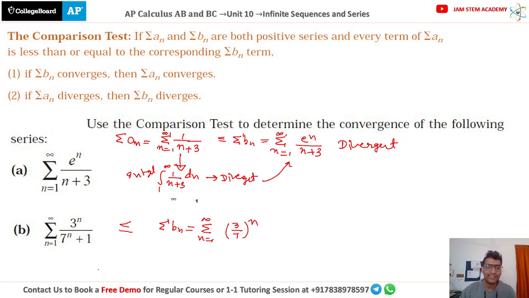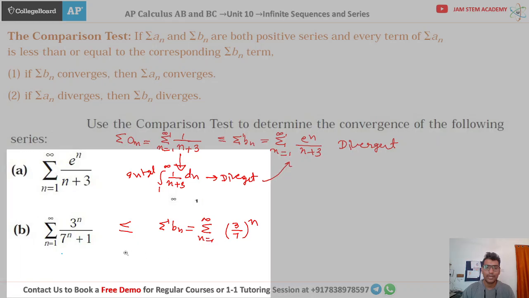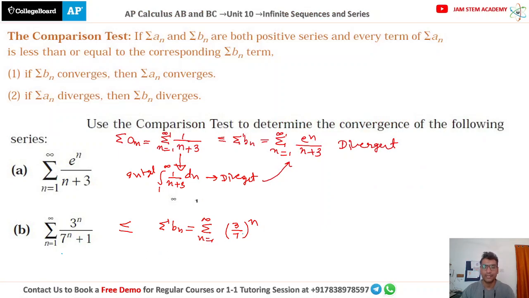Now I just have to check the nature of my new function. What is that? Is it convergent or divergent? 3 by 7 is a number which is less than 1. Right? So if this number is less than 1 and you take its power to infinity, this value will tend towards 0. So simply I can say this one is convergent, right? If this is convergent, our original function is also convergent.